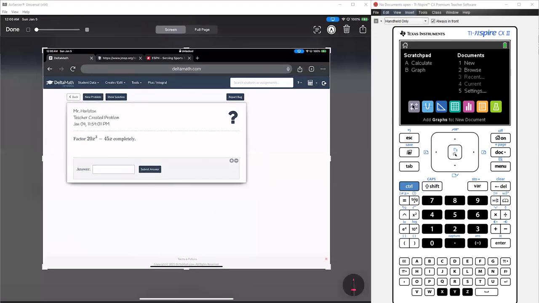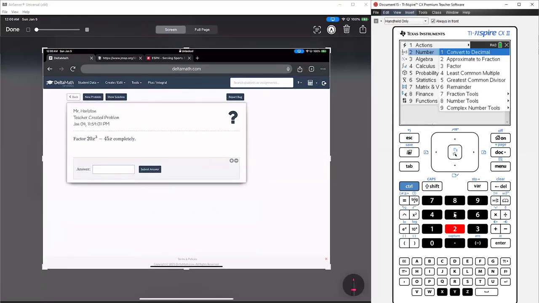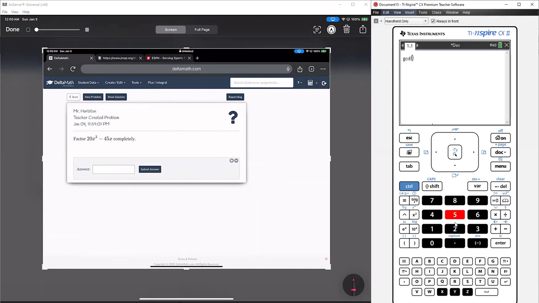So first thing I'm going to do is find the GCF. This is menu 25, and we're just going to put the numbers in there, 20, then a comma in between, and then 45. Then we press enter, and it says the greatest common factor is 5. So we got that part.